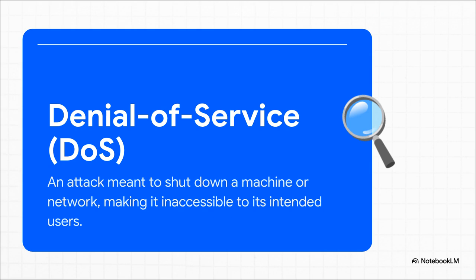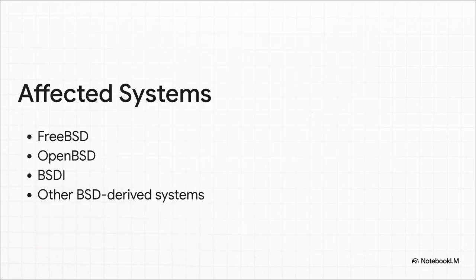Pure digital sabotage. And this wasn't some niche bug affecting one obscure piece of software. No, this hit a whole family of really influential operating systems based on BSD. That means a huge portion of the early internet's backbone was vulnerable to this one simple attack.